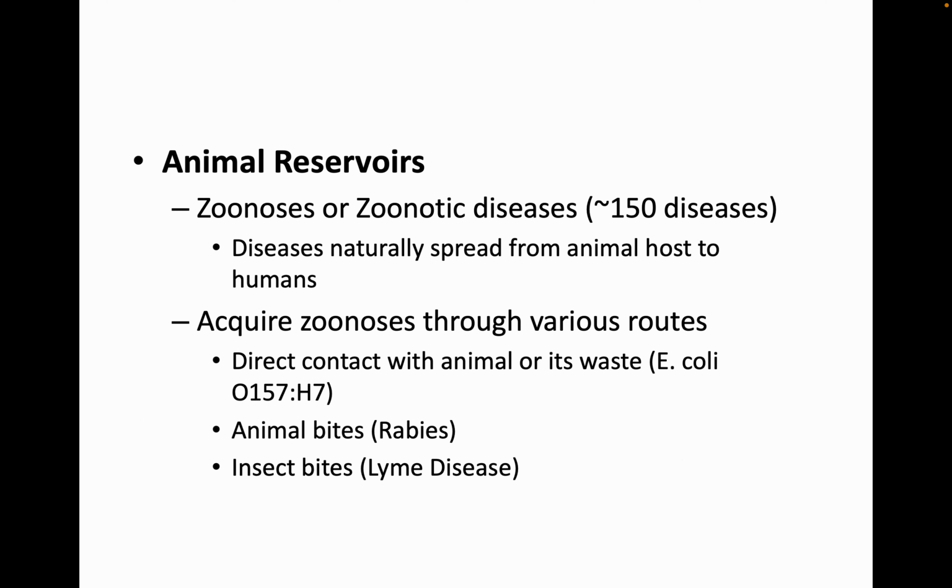Animal reservoirs are for zoonotic diseases. Diseases naturally spread from animal hosts into humans. And we acquire zoonoses through various routes. So it could be from direct contact with an animal or its waste, something like E. coli O157:H7. You can acquire it through animal bites, like rabies, or even insect bites, like Lyme disease.